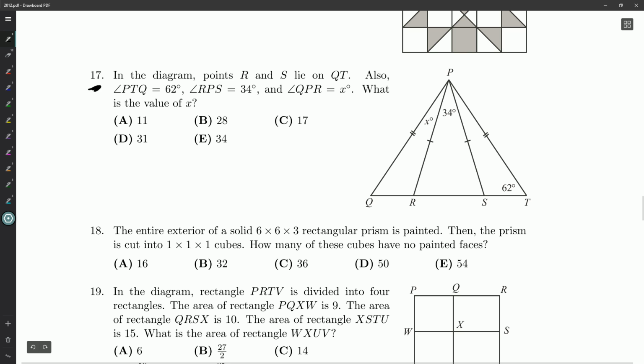In the diagram, points R and S lie on QT. Also, we know that PTQ is 62 and RPS is 34 and QPR is X. What is the value of X? And we also have these two sides are the same and these two sides are the same. So I'm seeing a few isosceles triangles here.